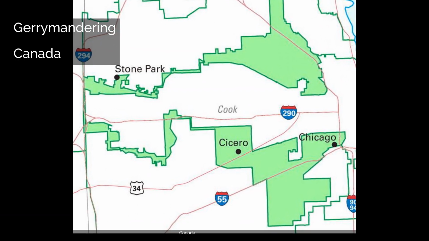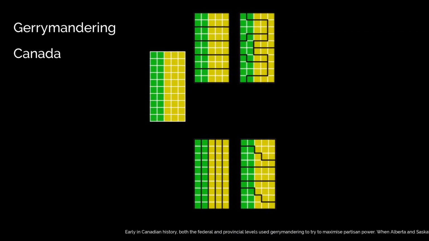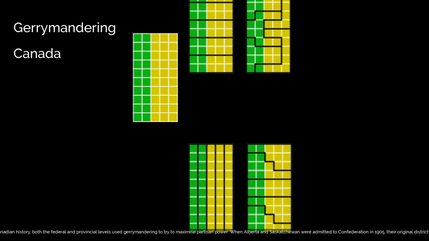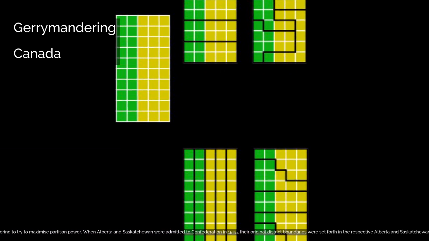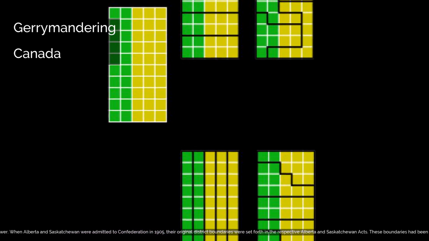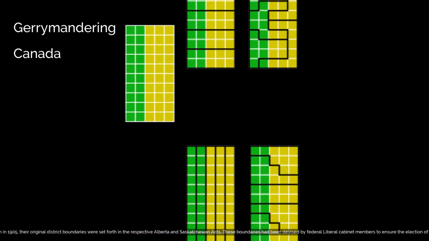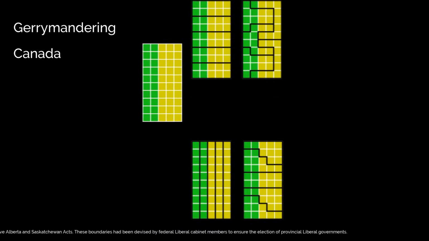Canada. Early in Canadian history, both the federal and provincial levels used gerrymandering to try to maximize partisan power. When Alberta and Saskatchewan were admitted to Confederation in 1905, their original district boundaries were set forth in the respective Alberta and Saskatchewan Acts. These boundaries had been devised by federal Liberal cabinet members to ensure the election of provincial Liberal governments.